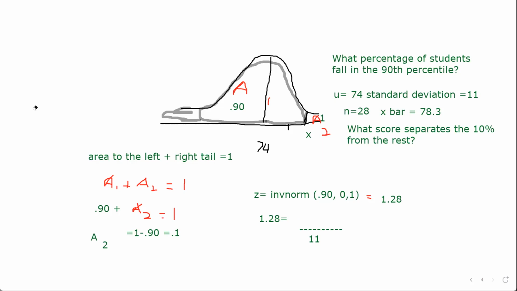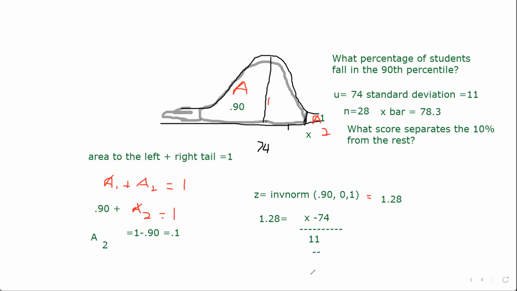So I have x minus 74, because remember, that's my mean. So for x, multiply 1.28 by 11 to clear the fraction, or 11 divided by the square root of 28. This is divided by the square root of 28, because remember, we have 28 people. So then you'd solve.